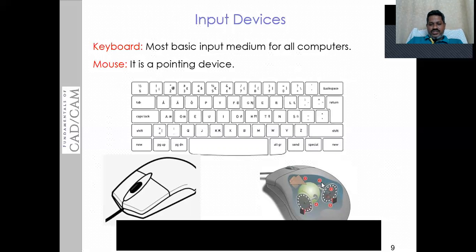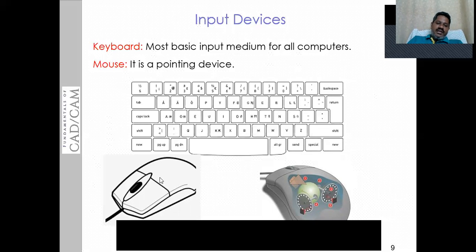Whenever we move this mouse horizontally or vertically, those movements are captured, and those coordinates, the x coordinate as well as the y coordinate, are connected to the mouse pointer. Based on the movement of the spherical ball, the horizontal movement, the x coordinate, and the vertical movement are controlled by cylinders. Those x and y coordinates are transferred to the screen. In that way, this mechanical device is used.